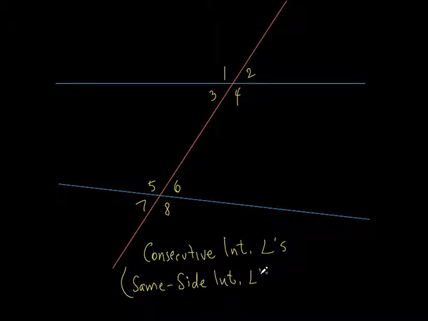I kind of like that better because it's a little more descriptive, I think. But this book calls them consecutive interior angles, and that's what we'll call them, all right? But it means the same thing as same side interior angles. So watch, 3, 4, 5, and 6.